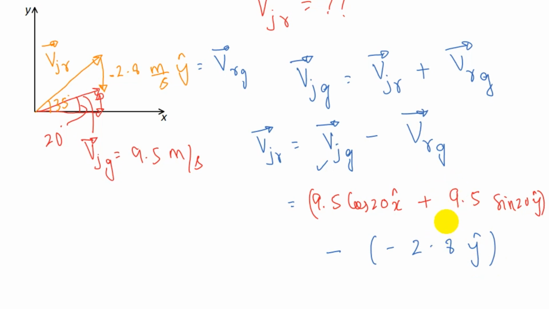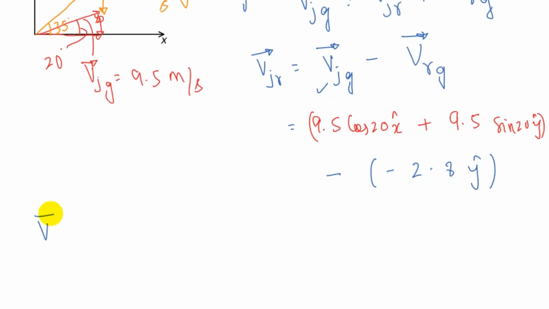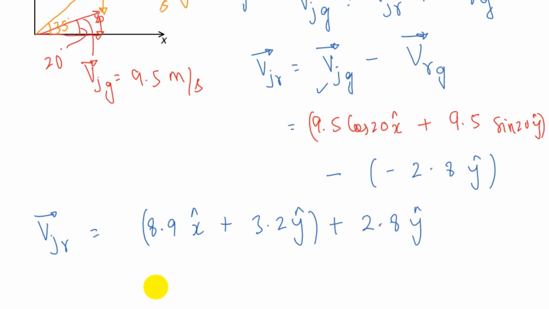Now we can subtract y component with the y component, so VJR will be equals to 8.9 x cap plus 3.2 y cap. This minus will become plus 2.8 y cap. So that would be equals to 8.9 x cap plus 6.0 y cap. So this is the vector VJR. Now what we have to find is the speed.